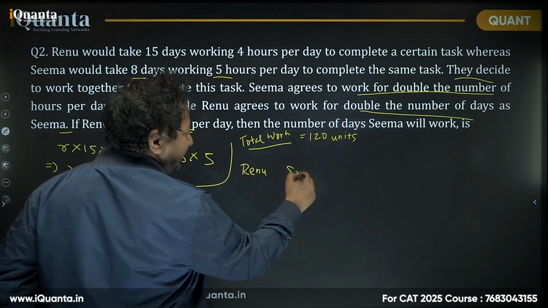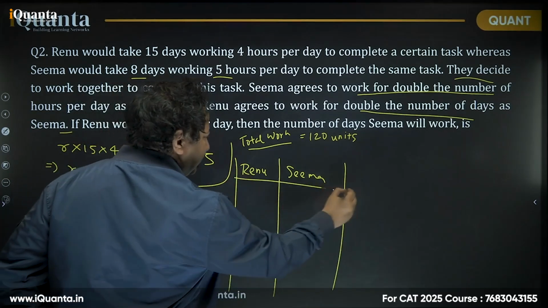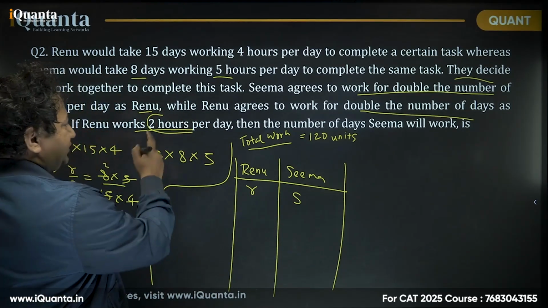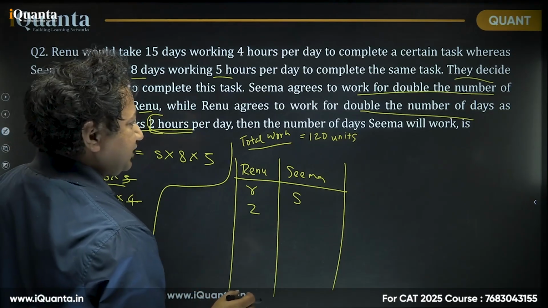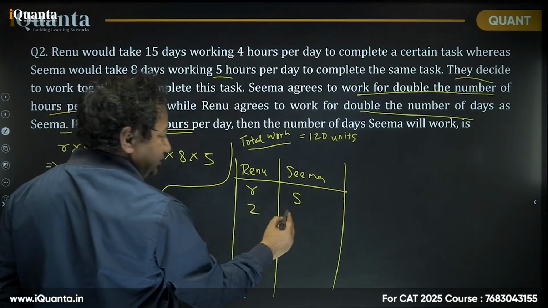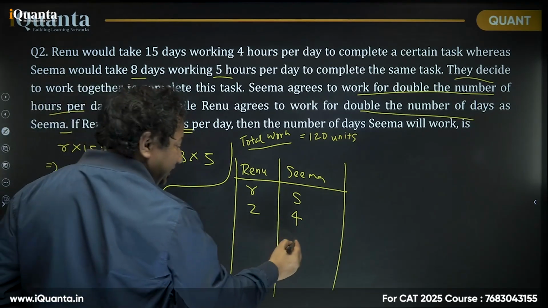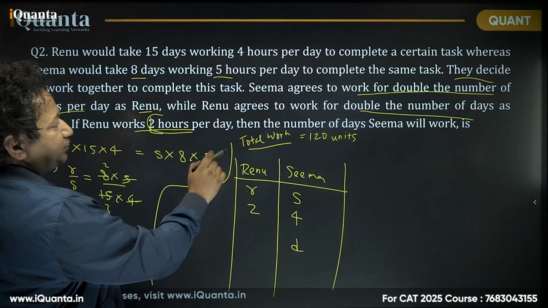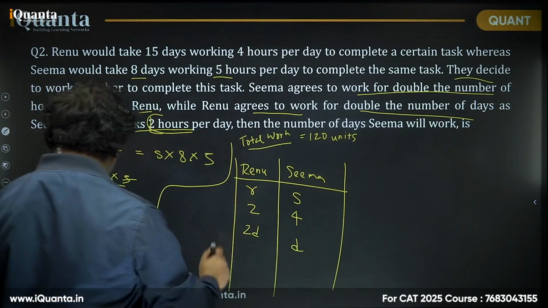Let me write things down so that you don't get confused. Renu is doing R units of work per hour. Seema is doing S units of work per hour. Renu is working 2 hours per day. Seema is working how much? Seema agrees to work double the number of hours per day as Renu, so she'll be working for 4 hours. And the number of days for Seema we have to calculate. Let it be D. And Renu agrees to work for double the number of days, so 2D.